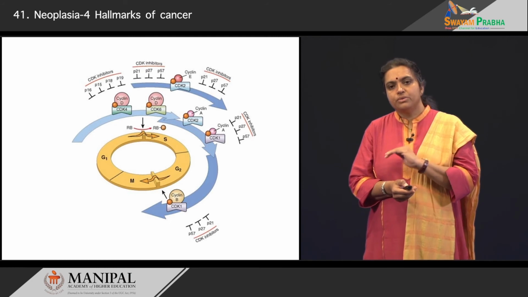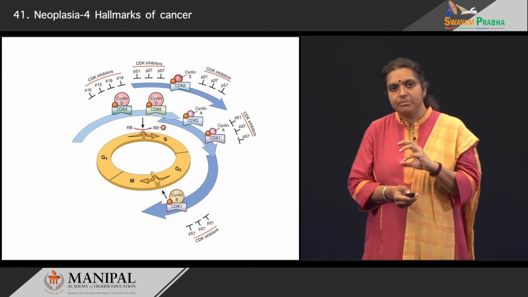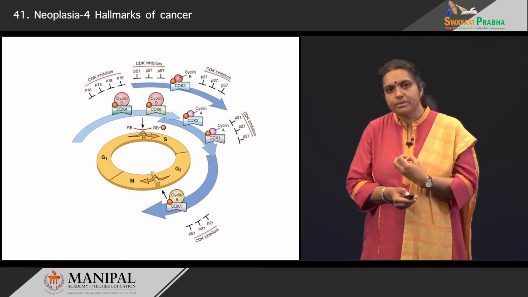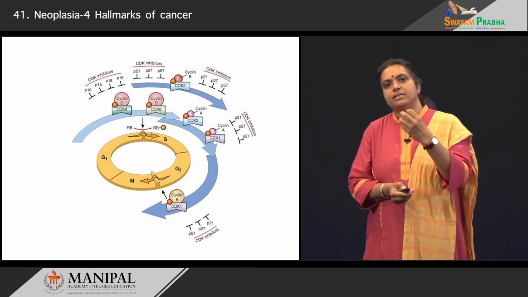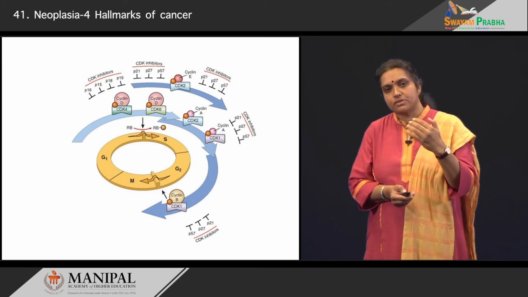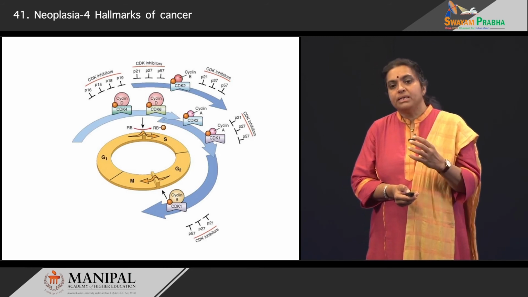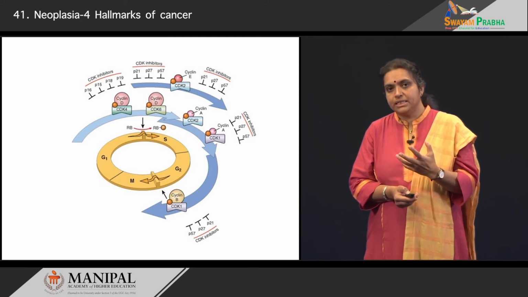for a while to see if there is any DNA damage or whatever. In some instances the cell cycle is stopped, because if there is some damage, it is not in the interest of the cell to further proliferate, so it stops there. These two are the checkpoints wherein a whole lot of regulation can happen.